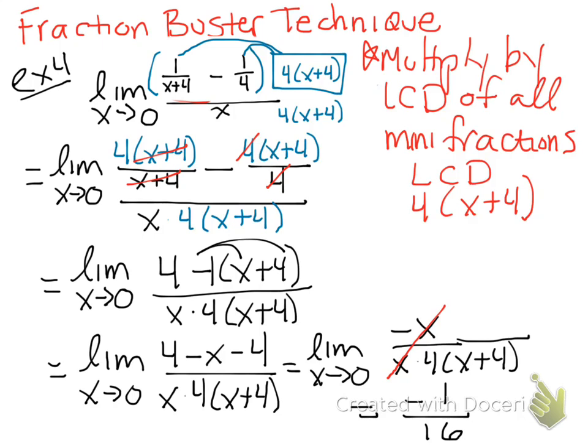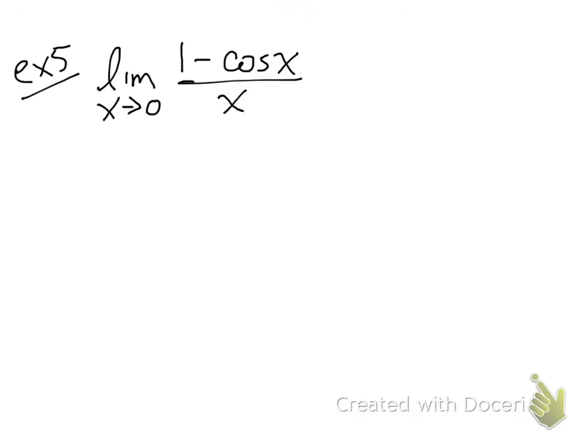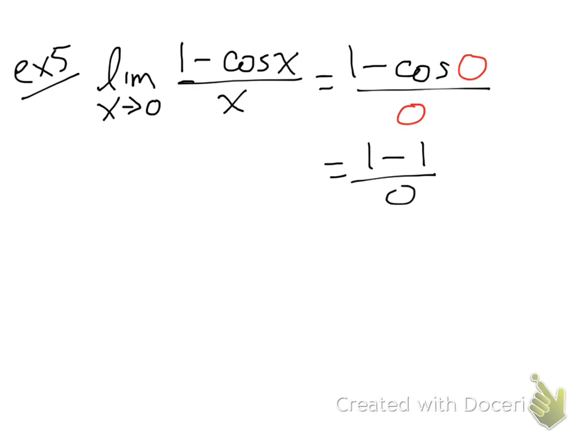We have one final problem to look at. The limit as x approaches 0 of 1 minus cosine of x over x. So start off, try direct substitution. We would get 1 minus the cosine of 0 divided by 0. Our cosine of 0 is 1. Should have guessed. Indeterminate form. So we do not know this.